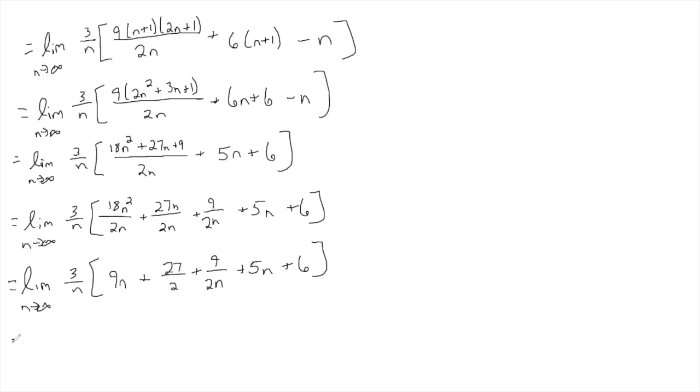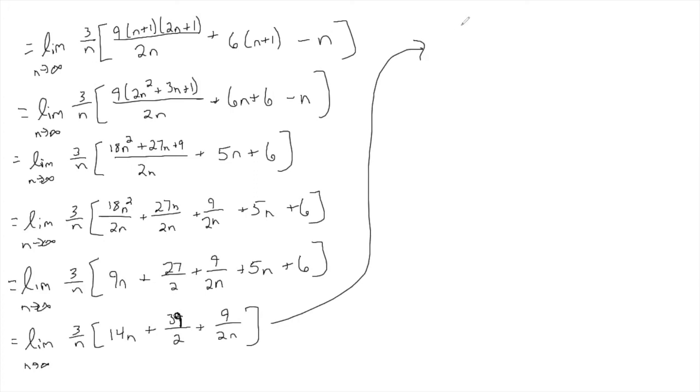Okay, there's a little bit more combination I can do. Might as well do it. It's not super necessary, but let's make it as clean as possible before we take a limit. 9 plus 5 gives me 14. 27 over 2 plus 6 should give me 39 over 2. And then 9 over 2n just stays how it is. Okay. All right, and then we'll come up here and we'll distribute the 3 over n through finally.